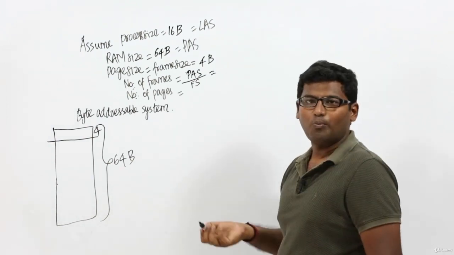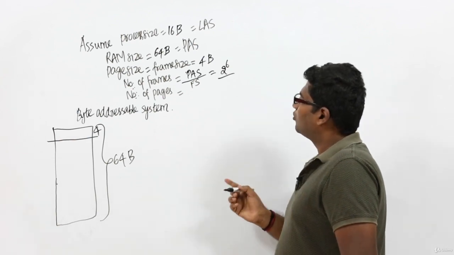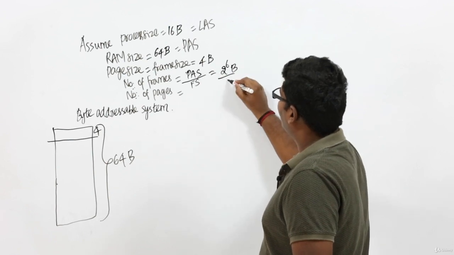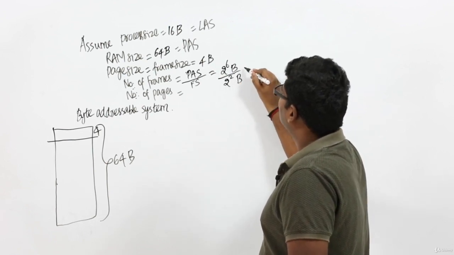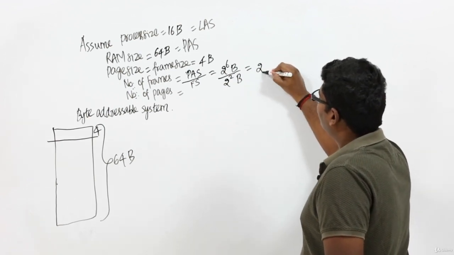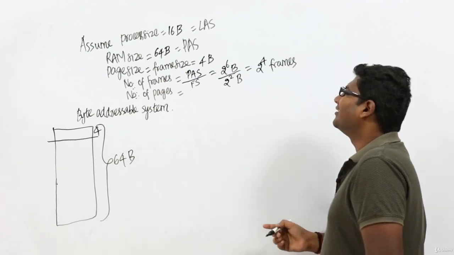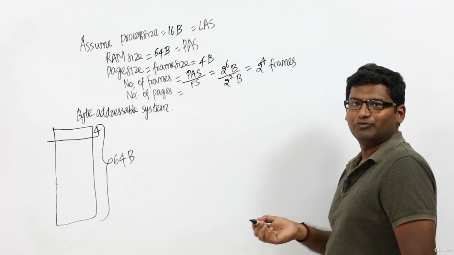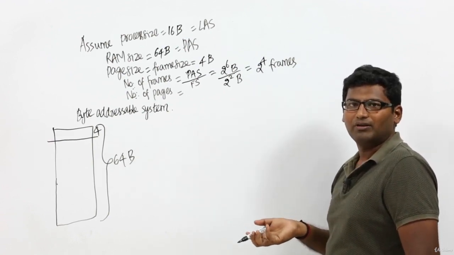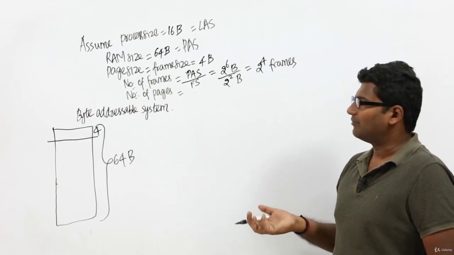I can write 64 as 2 power 6, it will be easy to simplify. Physical address space is 2 power 6 bytes, and frame size is 4 bytes, which I am writing as 2 power 2 bytes. So 2 power 6 divided by 2 power 2 is 2 power 4, which is 16 frames. It is nothing but 64 divided by 4, which is 16. I just wrote it in terms of powers of 2 because it will be helpful when we go for a bigger example. Here we are taking a small example.